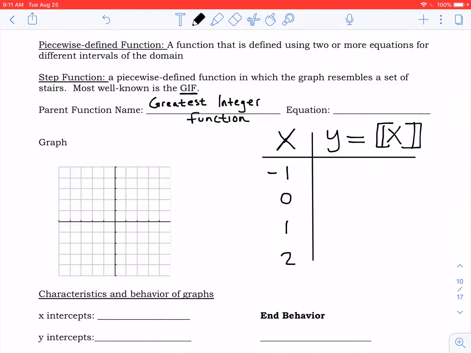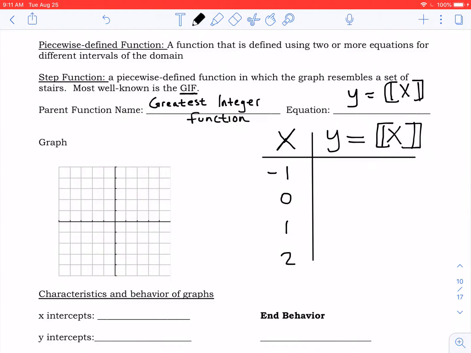So we're going to introduce now a brand new parent function called the greatest integer function, abbreviated GIF. And the greatest integer function has a brand new equation, which we've never seen before. It looks like kind of a double bracket around x. This is the symbol for the greatest integer function. So if you ever see that kind of double bracket, we're looking at the greatest integer function. And the question now is, how does it work?